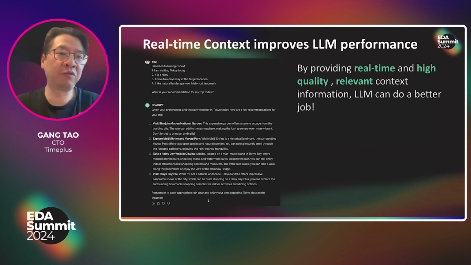Here you can see I revised my question to the LLM: I'm visiting Tokyo today, today is rainy, I have a 2-day plan, and I like nature landscapes more than historical landmarks. Then you can see that the large language model can make a good recommendation based on this real-time data, right? That's why providing real-time, high quality, and relevant context to a large language model can make it do a better job.